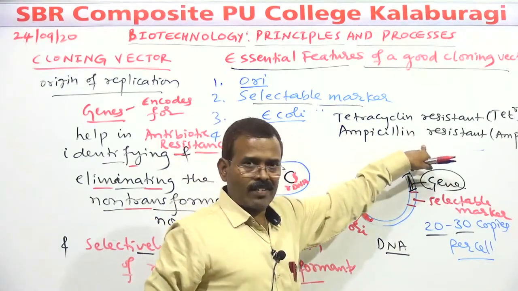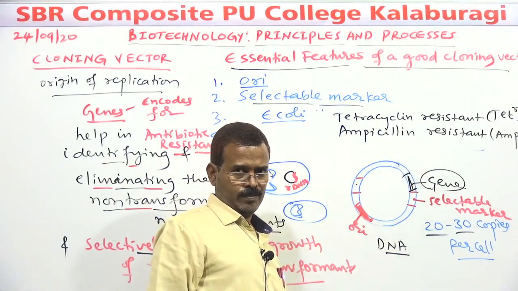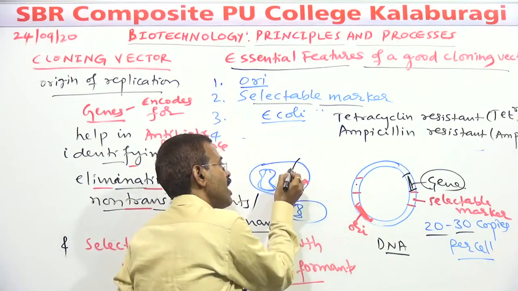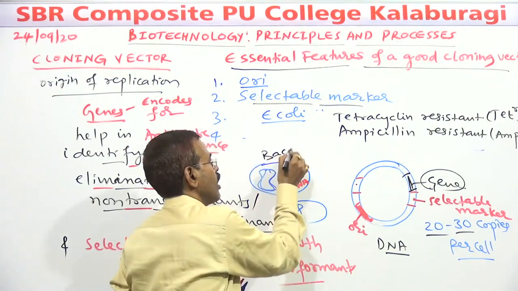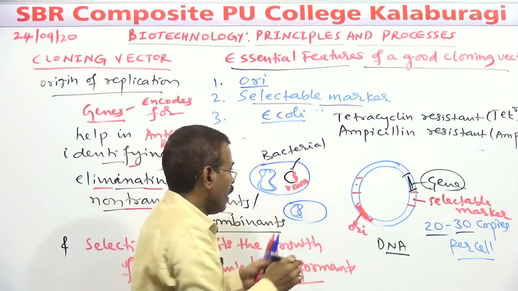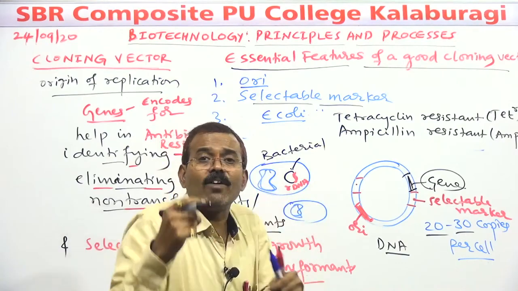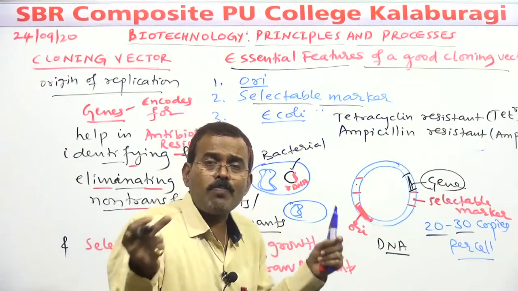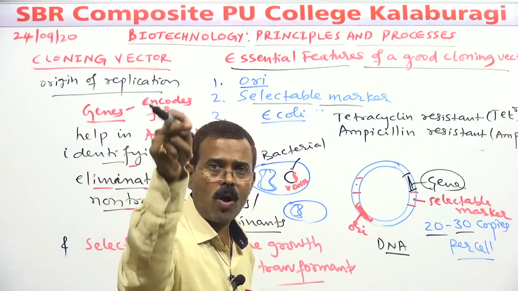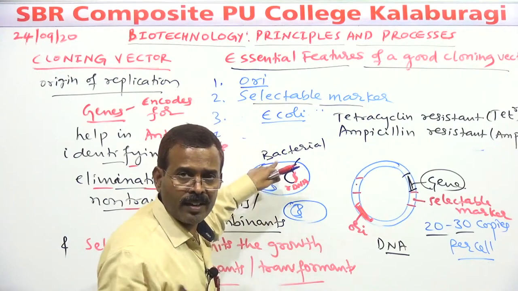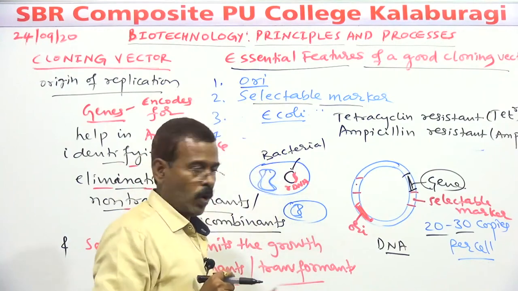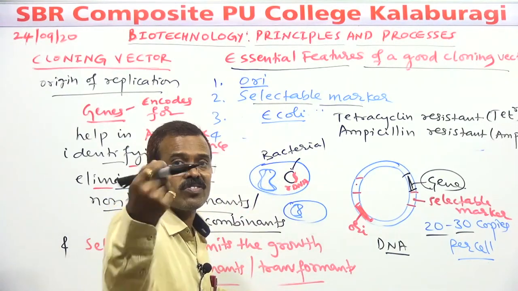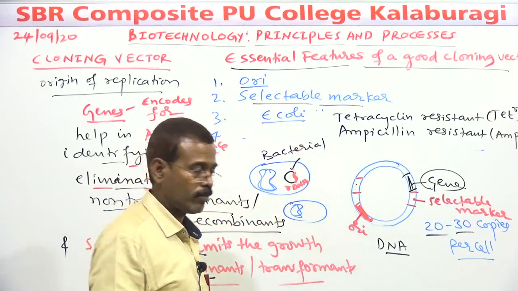If such genes are there in the vector and that recombinant DNA is introduced into the bacterial cell, the host cell, this bacterial cell can develop resistance against these antibiotics, a specific antibiotic. Depending on the kind of antibiotic resistant gene present in the vector or in the recombinant DNA, that host cell can develop resistance against that particular antibiotic.